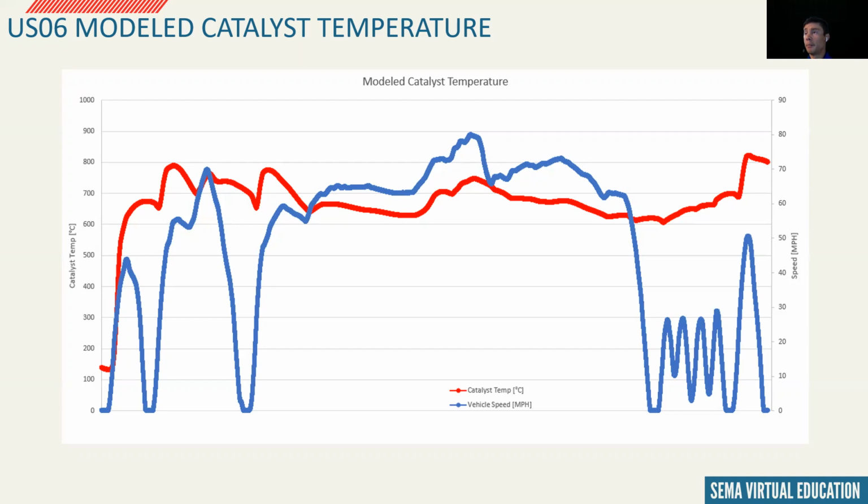You can see higher loads or torque because of acceleration cause higher modeled catalyst temps. Here, here, and here, you get some fluctuation or increase in this region as well.